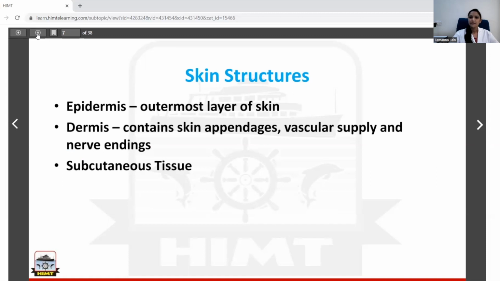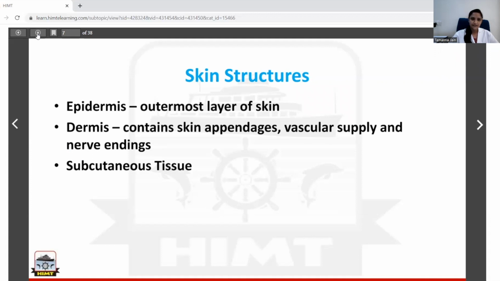Next, we are going to learn the basic layers of the skin. How many layers of skin are there? There are 3 layers of skin. The first one is called epidermis. Epidermis is nothing but the outermost layer of the skin. Second one is dermis, which contains skin appendages, vascular supply, which means nothing but blood circulation, and nerve endings, which carry all signals and sensation.